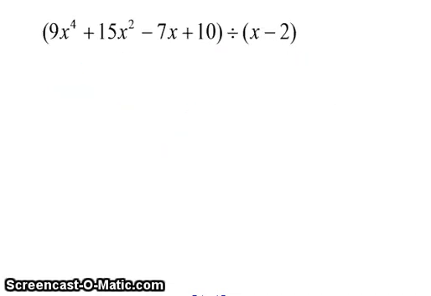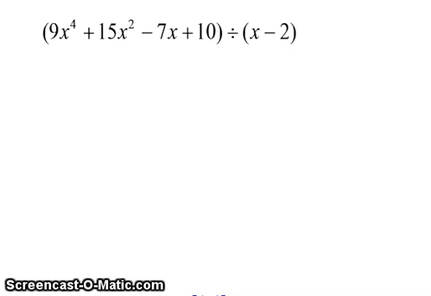Alright, so let's try another one by yourself, okay? Can you identify for me which term is missing for this problem? X to the third, good. So make sure you put a 0 in the place where x to the third should go. I'm going to give you a few minutes to try.